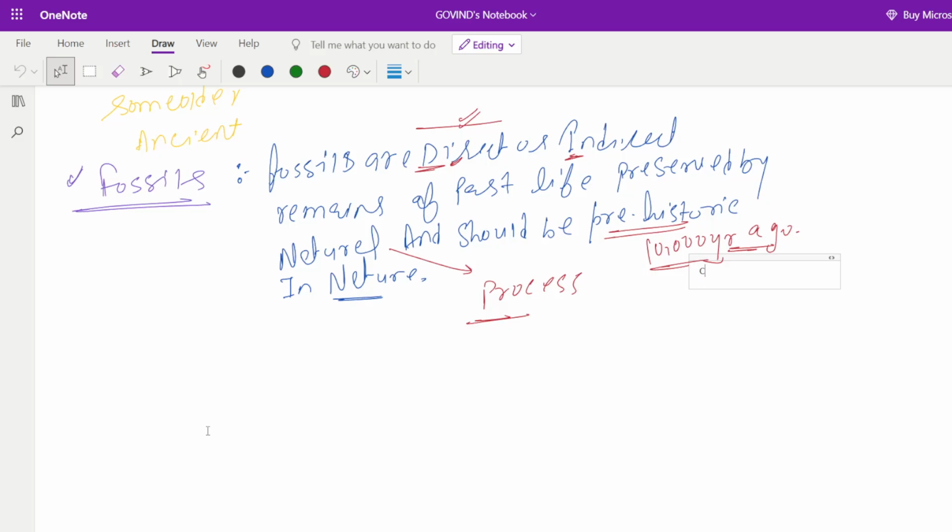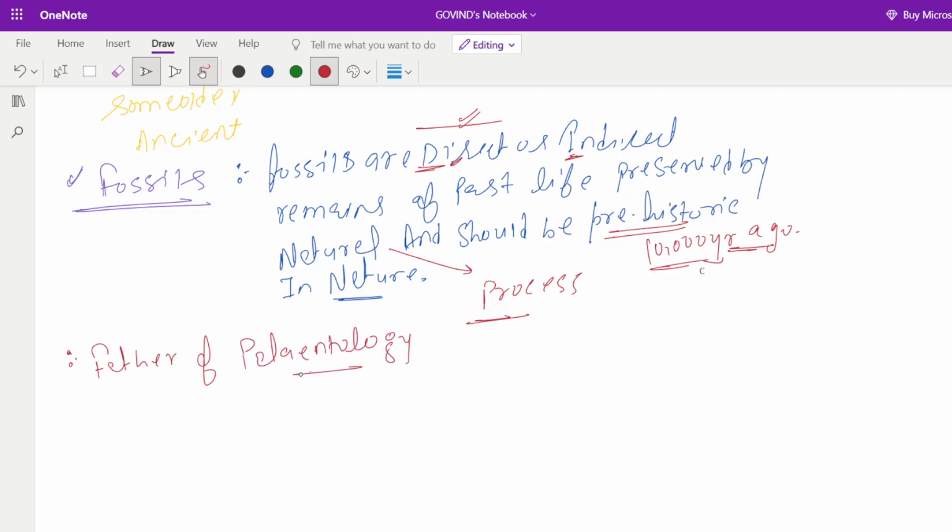Okay, in the definition we can also use a term, that fossils are preserved remains of hard parts of organisms which existed a long time ago. So that's a basic definition, but what I have written is a perfect definition. Now we need to know who is the father of paleontology. So these two are important: who was the father of, or who is the father of paleontology.